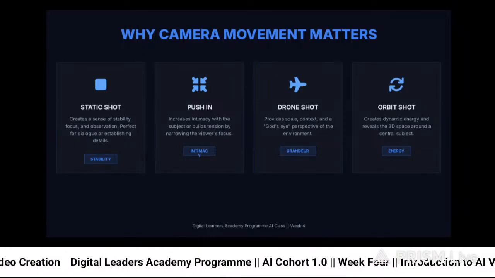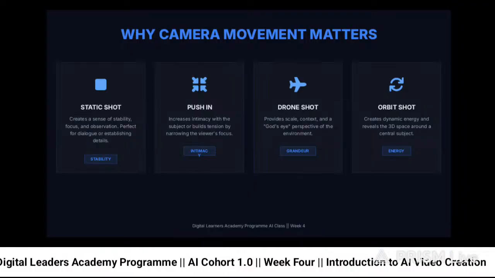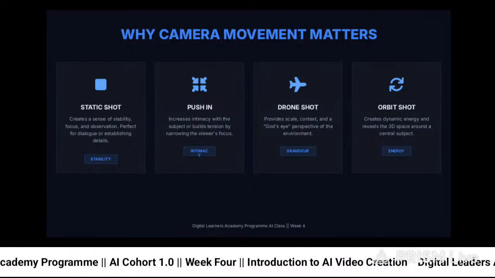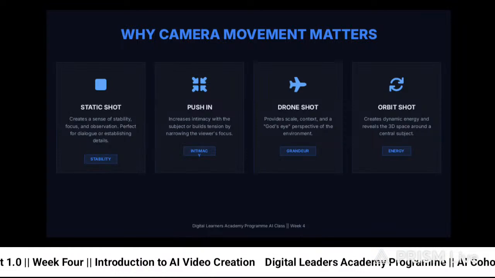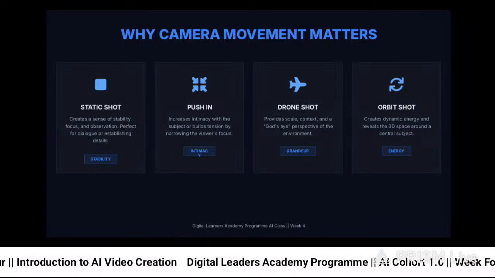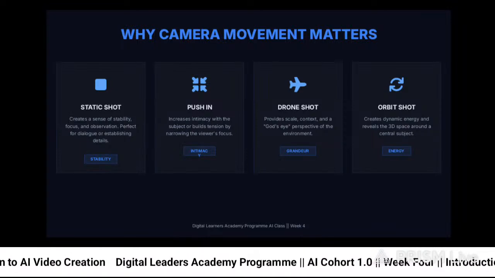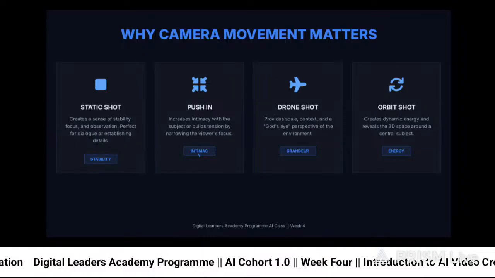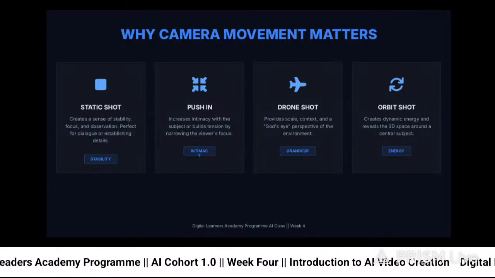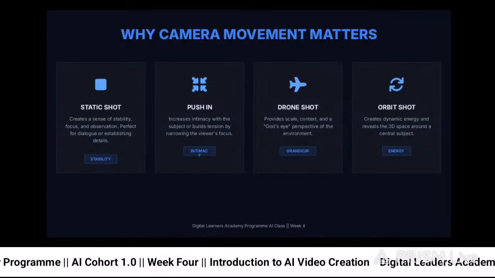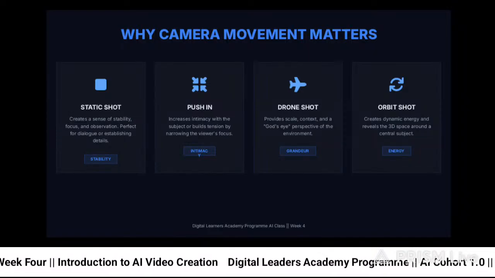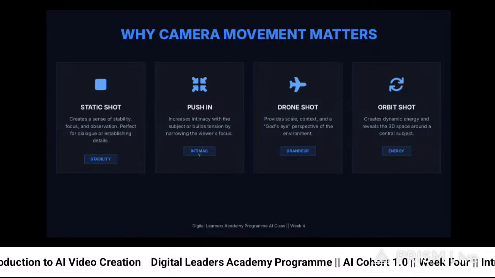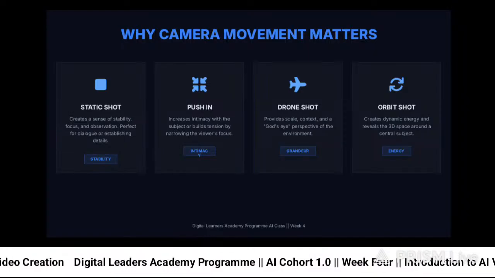An orbit shot will go around the object, creating a 3D perspective of the subject, rather. It is going around it, giving the audience a view as to the weight and the perspective of whatsoever is being captured. So that is an orbit shot. So camera movement matters for stability, intimacy, grandeur, energy, and so much more.